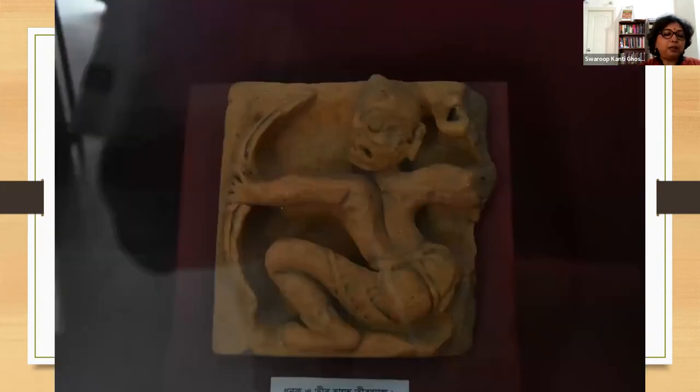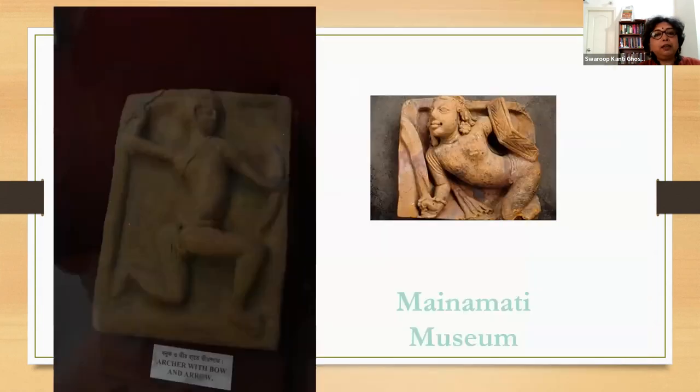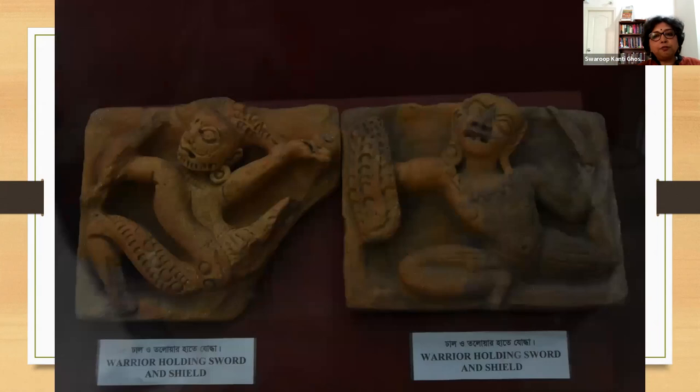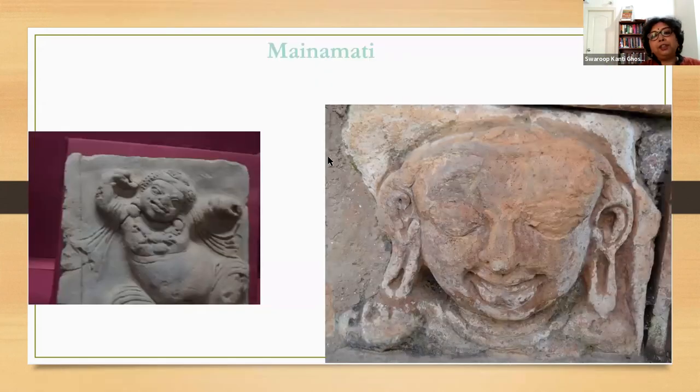So you have basic plaques with warriors that we find from Mainamati too. So here again, a warrior, Mainamati Museum. Then again, a lot of warriors, but in different postures. And look at the faces. The faces are very different. And then here you have the lady.